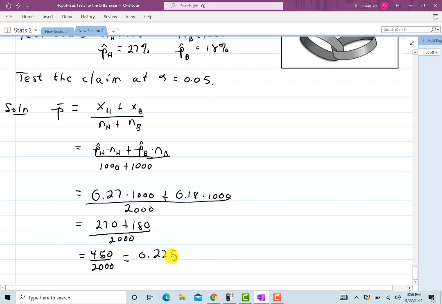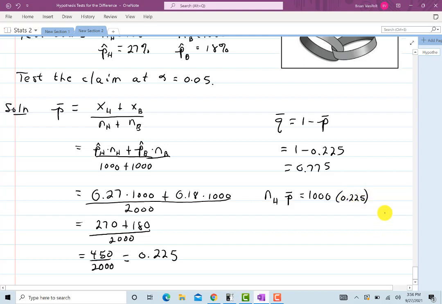And then Q bar will equal 1 minus P bar, which equals 1 minus 0.225. That'll equal 0.775. And then when you do all your computations, if I go NH times P bar, that'll be 1000 times 0.225. Well, that's 225, so that's automatically greater than or equal to 5.